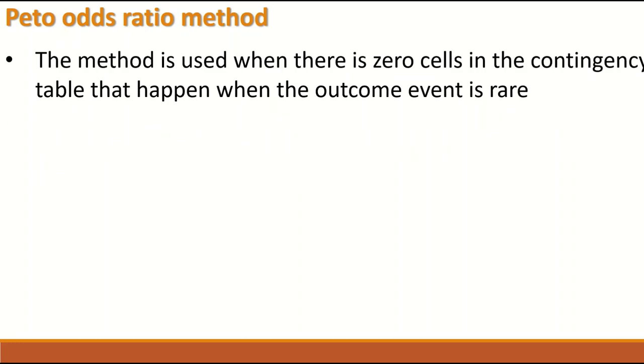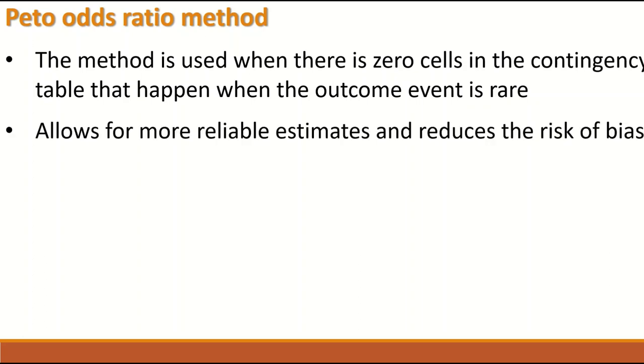So the method is used when there are zero cells in the contingency table, which occurs when the outcome event is rare. The method also allows for more reliable estimates and reduces the risk of bias. So there are options to choose from when performing the fixed effects method. One of the options is the Peto odds ratio method, which can be selected under certain criteria or conditions.